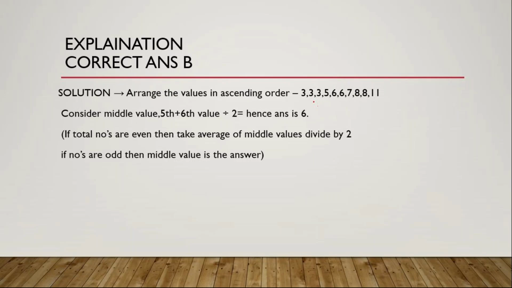First we will arrange all the numbers in ascending order. Then we will count: 1, 2, 3, 4, 5, 6, 7, 8, 9, 10. So it is an even number of observations. So the middle values are 6 and 6. 6 plus 6 is 12, 12 divided by 2 is equal to 6. So the median will be 6. I hope the answer is clear to you. But if the numbers are odd, suppose there are 11 numbers, then the middle value will be the answer.